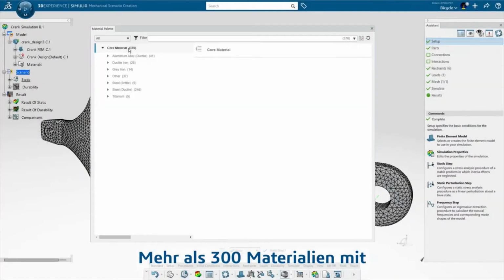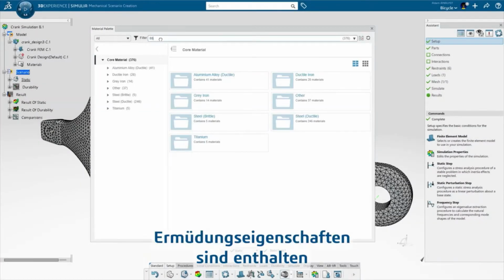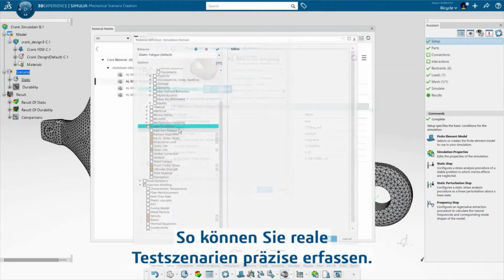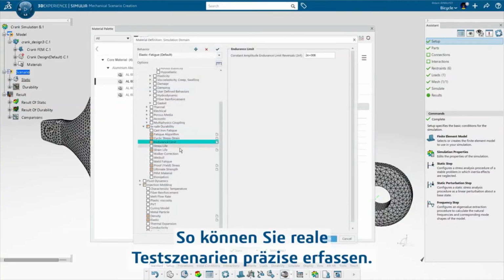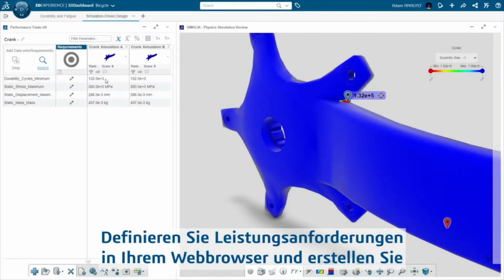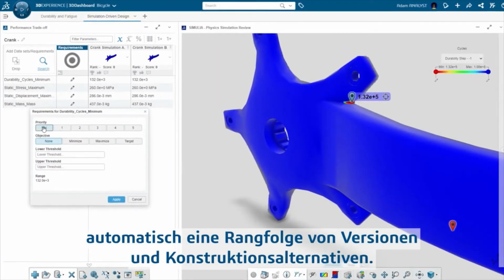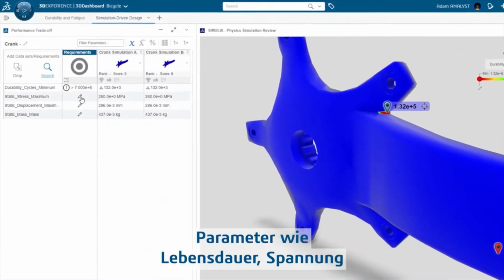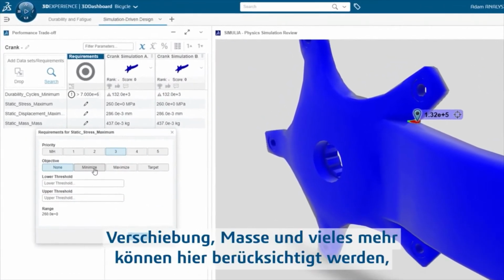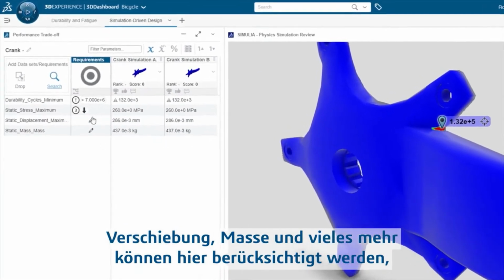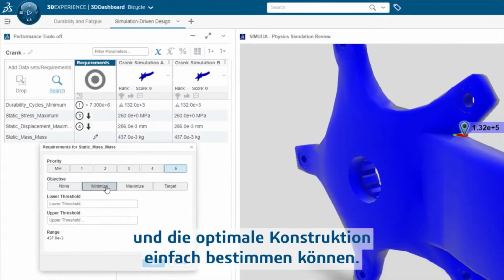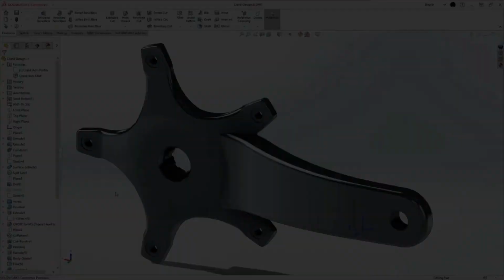More than 300 materials with fatigue properties are included, and you can define additional materials if necessary, enabling you to accurately capture real-world testing scenarios. Define performance requirements in your web browser and automatically rank revisions and alternative designs. Parameters like life, stress, displacement, mass, and much more can be taken into account, giving you a comprehensive look at your options and to easily determine the optimal design.